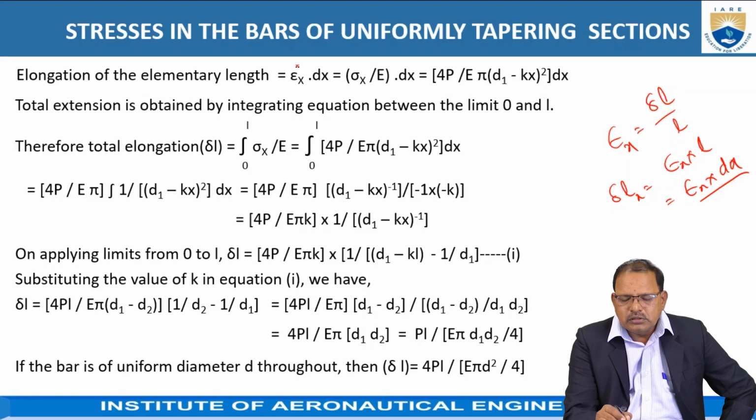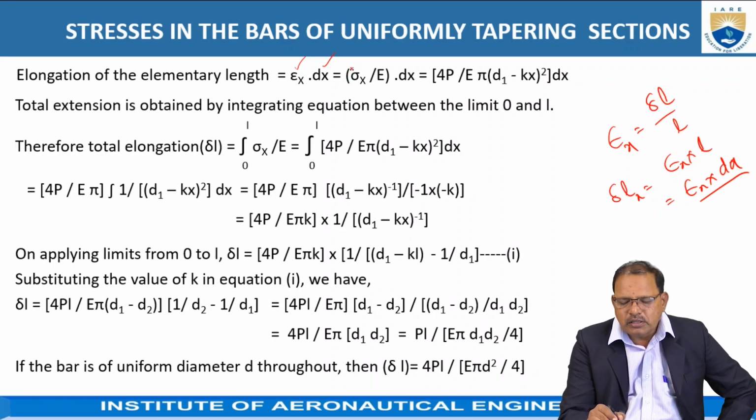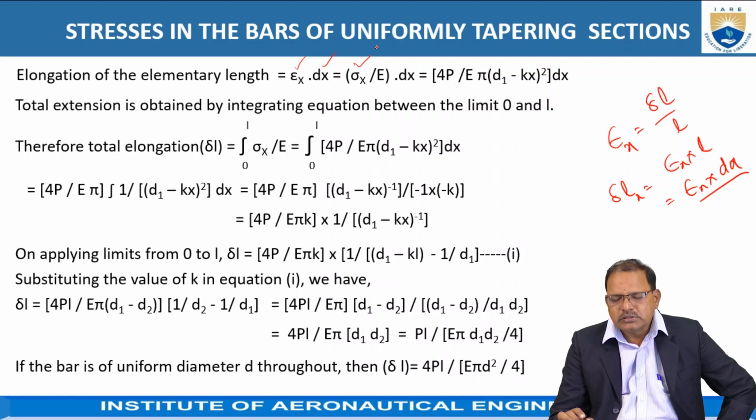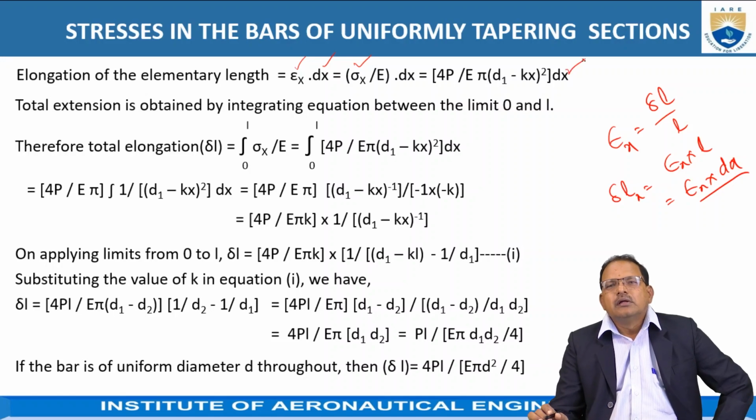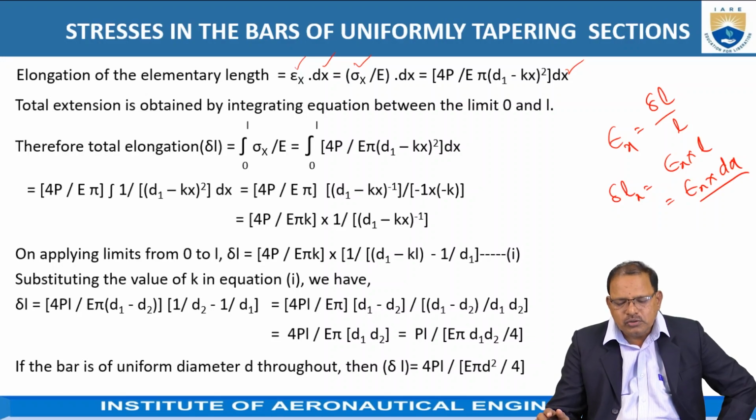Here it is equal to epsilon x into dx, which is equal to the strain, equal to stress divided by Young's modulus E, hence it is equal to sigma x divided by E into dx. From this relationship, since sigma x is equal to 4P divided by pi (d1 minus kx) whole square, we get 4P divided by E pi (d1 minus kx) whole square into dx. The total elongation produced in the tapering section is obtained by integrating the equation from the limits 0 to L.